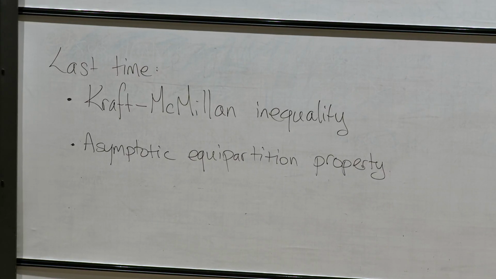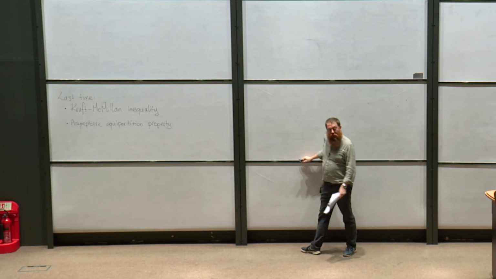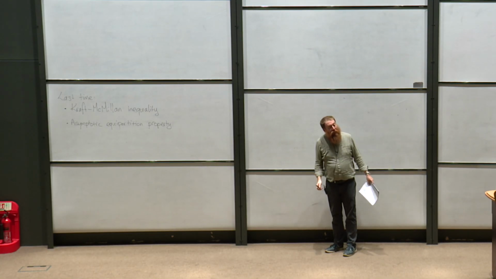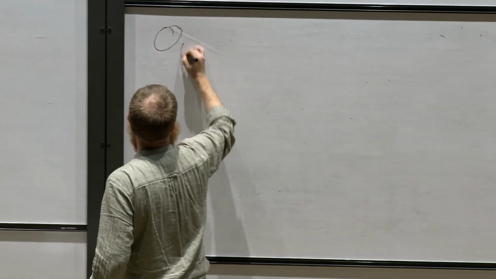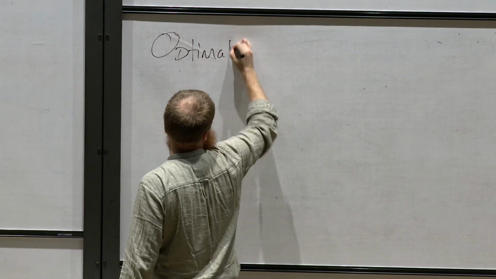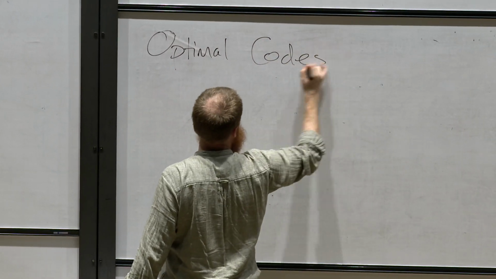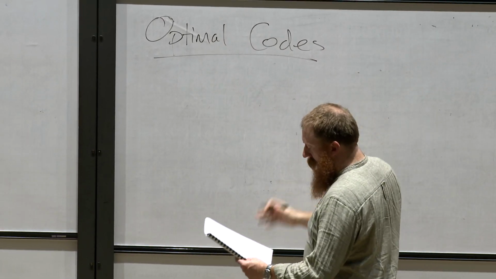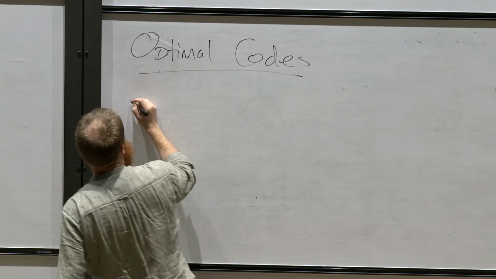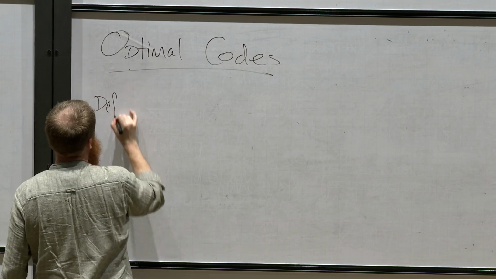What are we going to do now? Well, we're going to try and put these things to work to talk about some optimal ways of coding. So, optimal codes. Okay, so we should really define what we mean by optimal.